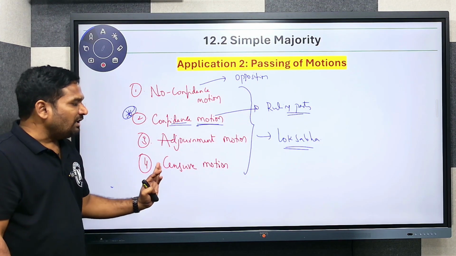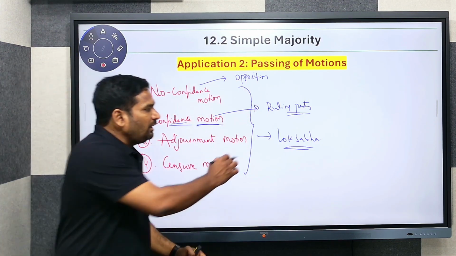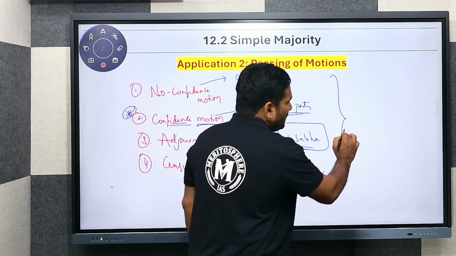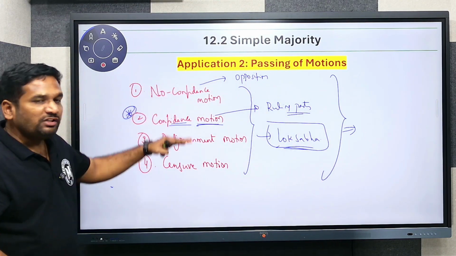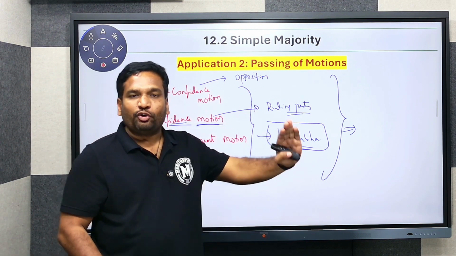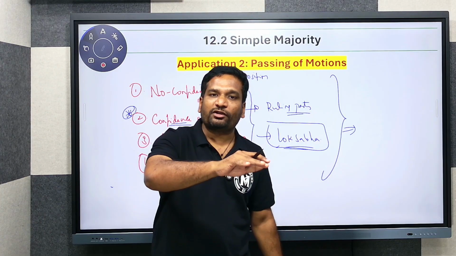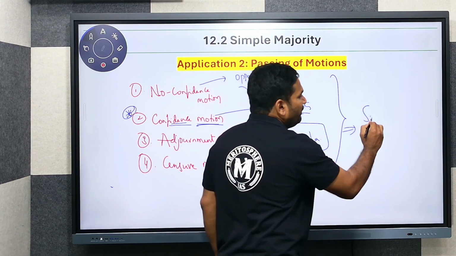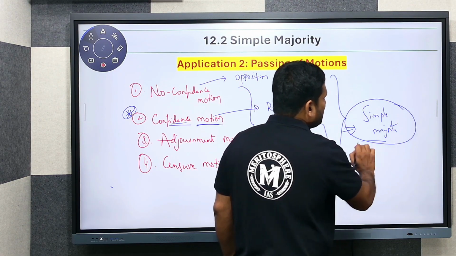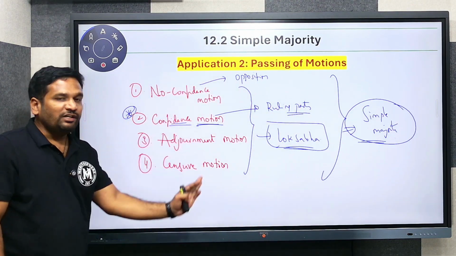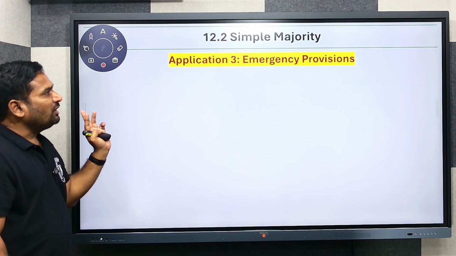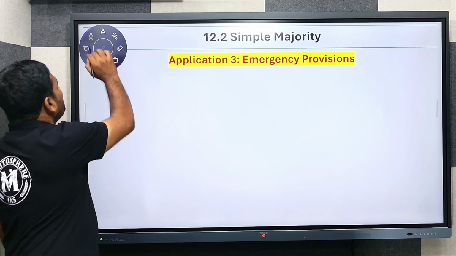Similarly, there is adjournment motion, there is censure motion. All these motions are tools of Lok Sabha, and whenever the subject matter of these motions is debated and discussed, it is put to vote. Under such a voting process, the majority that is used is simple majority. This is the application of simple majority, that is, passing of motions. Got my point?